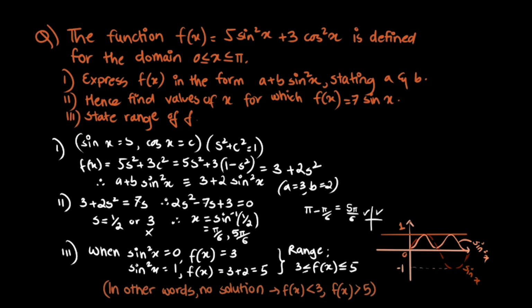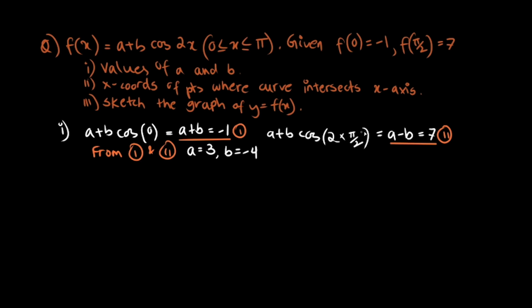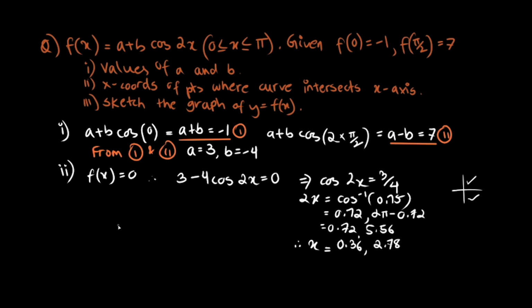In the next problem, we'd make use of multiple parts yet again. First, we'll construct simultaneous equations with the given information. This will easily let us find the values of a and b. In part 2, we equate the function to 0. Since cos is positive in this scenario, we find the values in the first and fourth quadrants. Lastly, we sketch the equation.